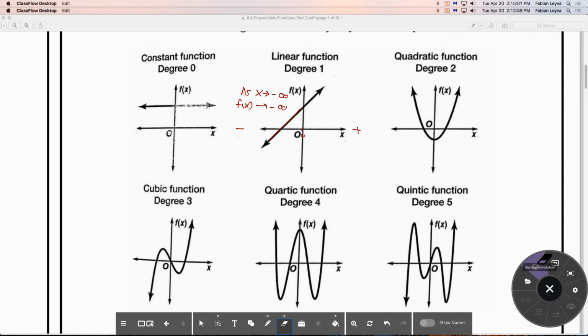So that is how you describe your graph going to the left. Now let's describe our graph going to the right. It's pretty much the same thing, except now as your x's go where? Are we going to the positive x direction or the negative x direction when I speak of going to the right? Positive. So as x goes to the positive direction, what is happening to our function? Is it going positive or negative?